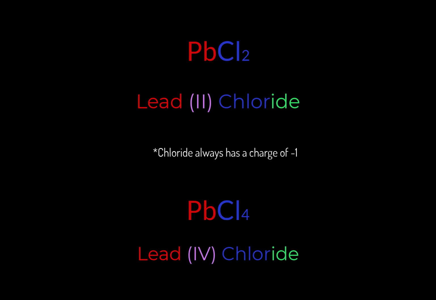The first requires 2 chlorides to balance the charge. The second requires 4 chlorides to balance the charge. This means that the charge of the lead ion in the first compound needs to be +2, and the charge of the lead ion in the second compound needs to be +4.